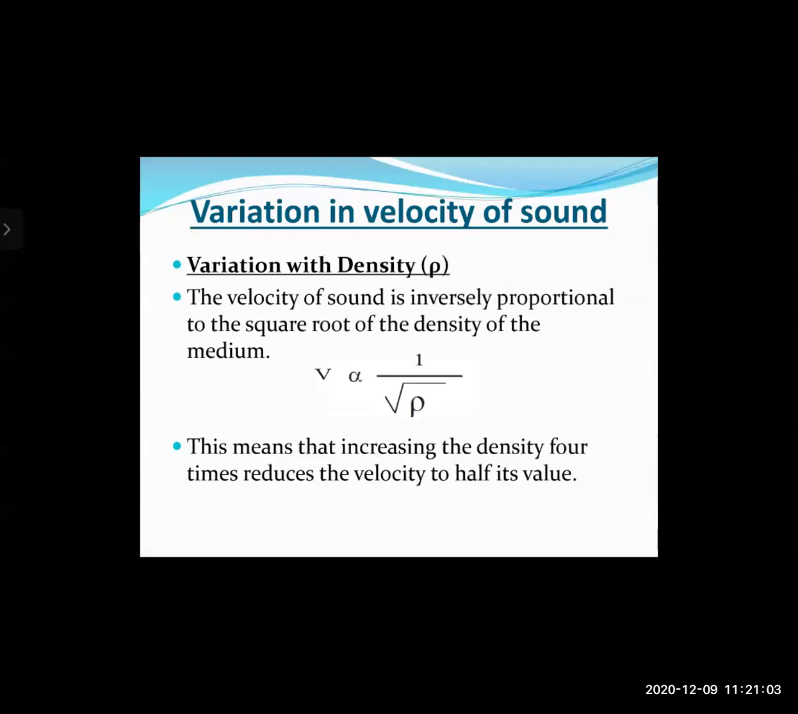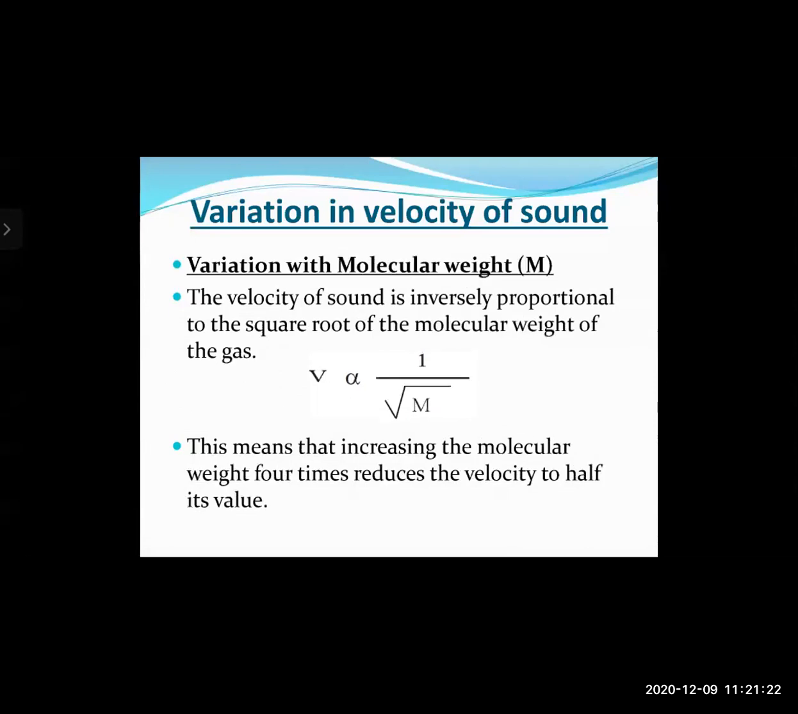Then next was density, right? So the velocity of sound is inversely proportional to the square root of the density. That means if you increase the density of the medium, the velocity of the sound will decrease. Okay, so if you increase the density by 4 times, the velocity will become half of its initial value. Okay, the next is what?